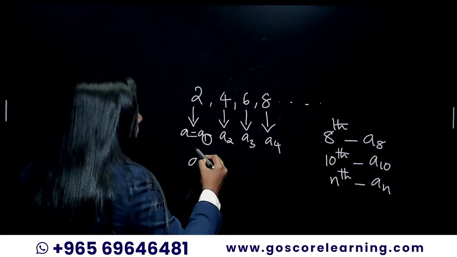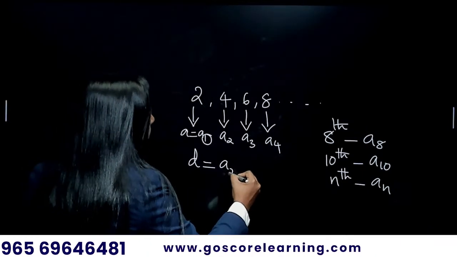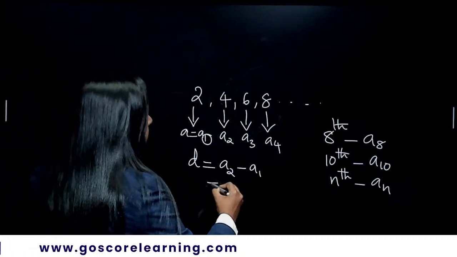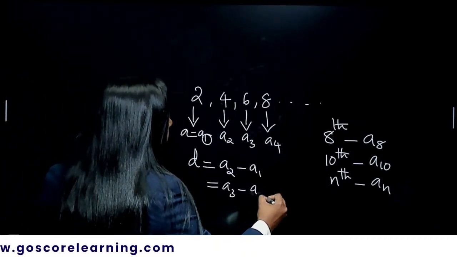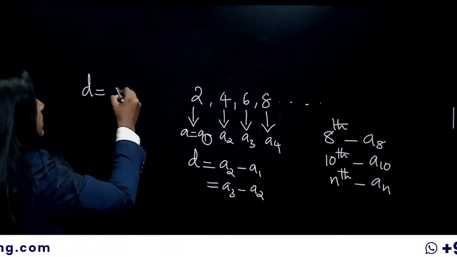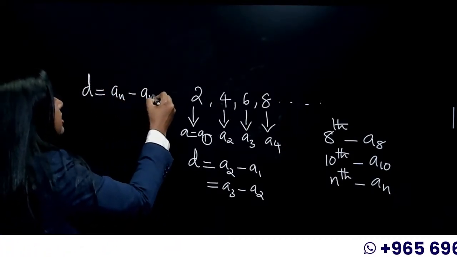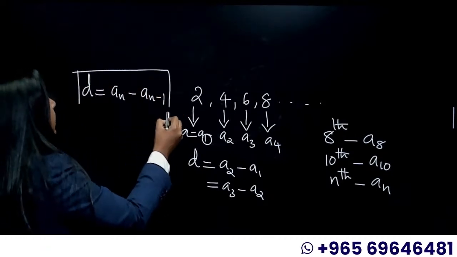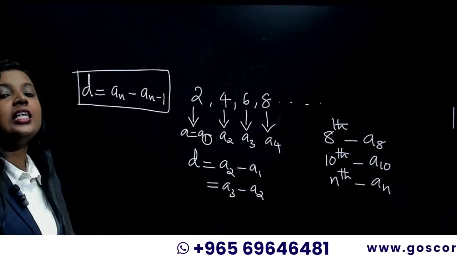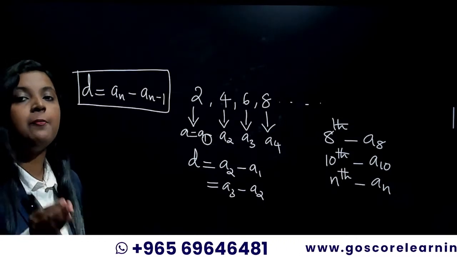So this first term, this is second term. So to find the common difference D, we subtract the first term from the second term. Or you can also subtract the second term from the third term. Or in general, to find D, you can subtract the n minus 1th term from the nth term. Okay, you will subtract the n minus 1th term from the nth term.